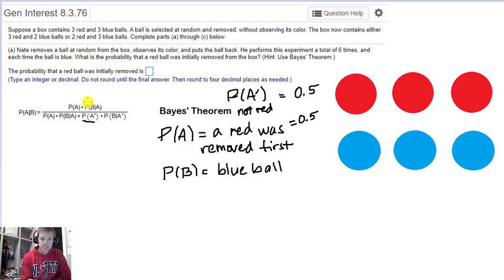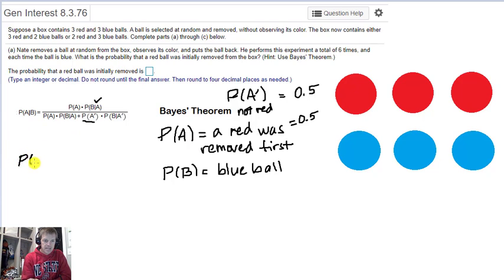Now we have to get into this conditional probability. What is the probability of B given A? So what is the probability of getting a blue ball given that we did remove a red ball first? Okay, let's establish that. So let me write that down.